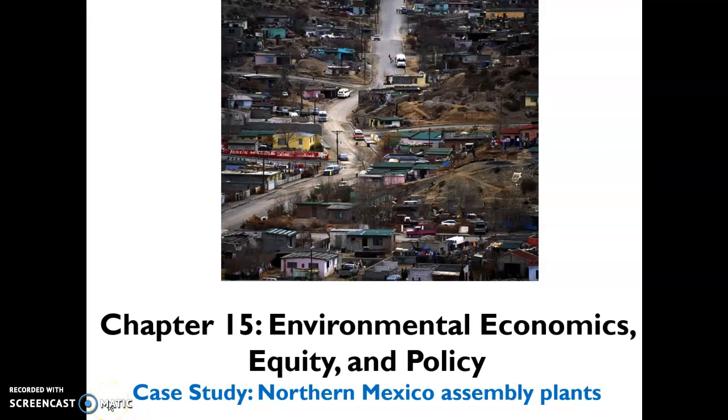So in this final chapter, we are looking at environmental economics, equity, and policy. And there are a few aspects of this concept that I want you to study. First of all, on the slides that are posted on Moodle, there is a simpler set of slides. And on the second slide, it will tell you the limited number of pages that need to be read to cover these topics.